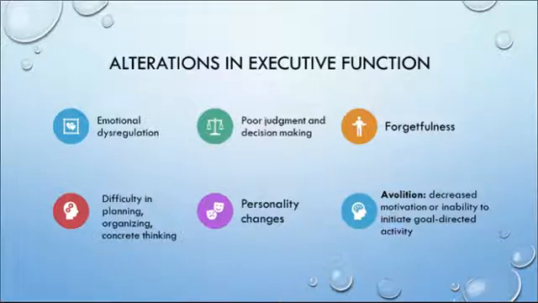Alterations in executive function are also in 1710. These are the mental skills involved in planning and executing complex tasks, significantly affected by structural and physiological abnormalities impacting the frontal cortex, or executive, emotional, judgment, memory, planning, organizing, concrete thinking, personality changes, and avolition, or decreased motivation or an inability to initiate goal-directed activity.